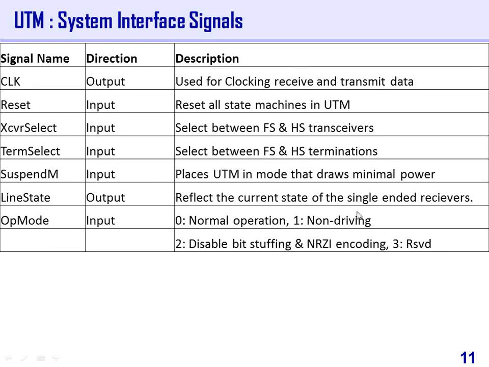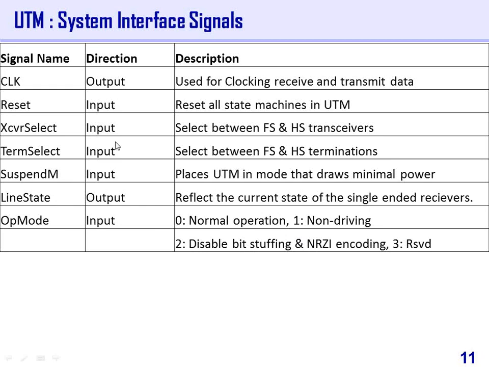Line state will tell what the current state is. Is it in normal operation state? Different things will be there. Then operating mode will tell normal operation, normal non-driving, disable bit stuffing, NRZI encoding. One mistake in what I said. Line state is nothing but D plus, D minus. Operating mode is where I was telling normal operation, non-driving, disable these things. Line state actually represents SE0, J, K, and SE1.